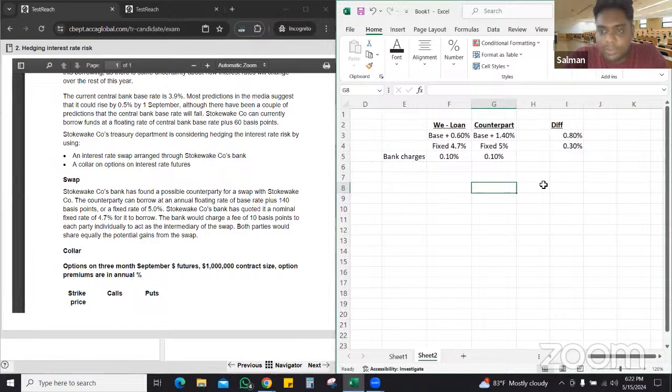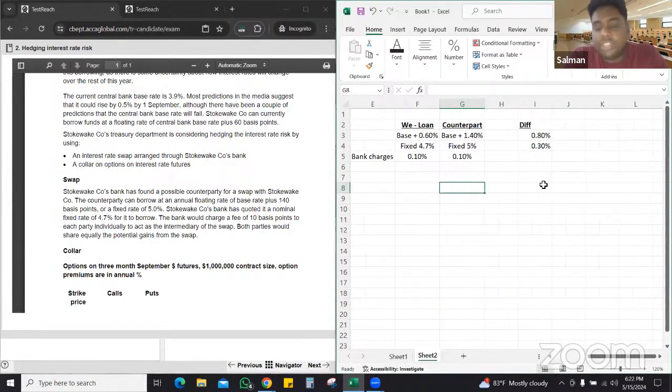Now tell me, students, in a swap, we first have to decide which party will take the fixed rate and which party will take the floating rate. In both the options, our company has the better rate. Floating rate, we are 0.8% lesser than the counterparty. Since you are going for a loan, you have to pay interest. Fixed rate, we are cheaper by 0.3%. So we will have a better option if we take the option with the highest gain. So we will go with the variable rate plus 0.6%.